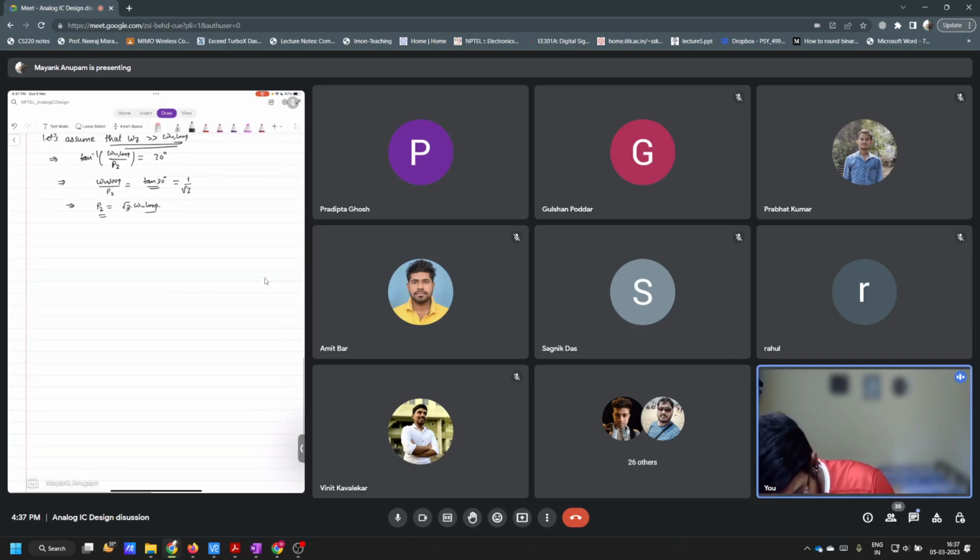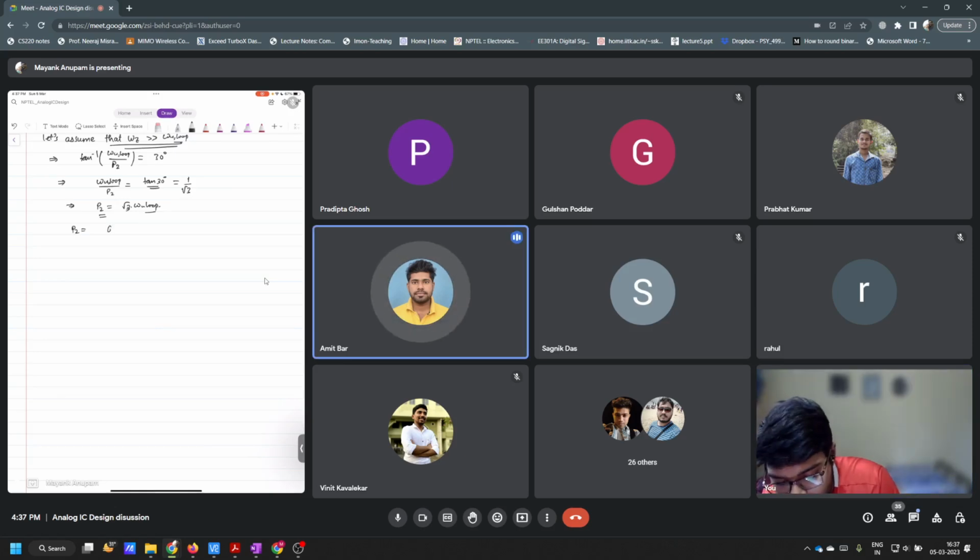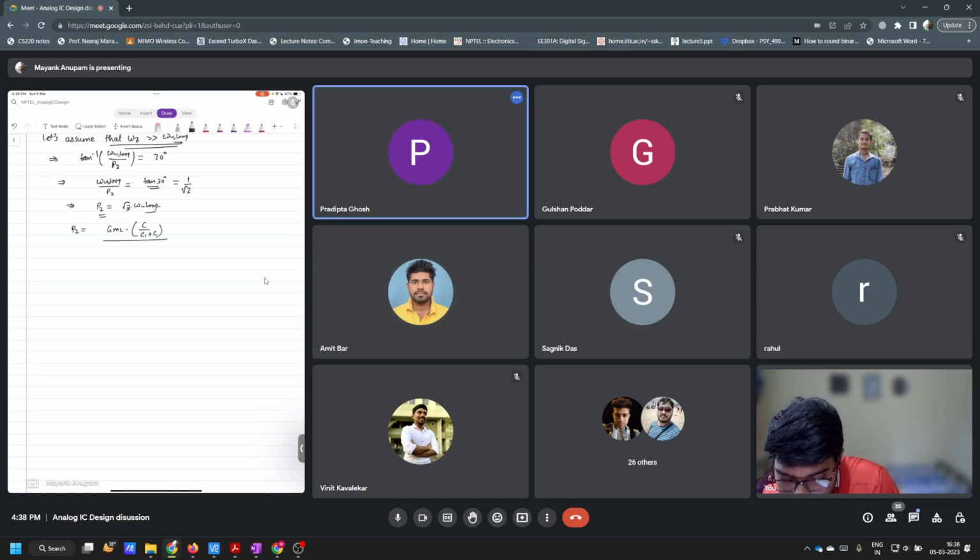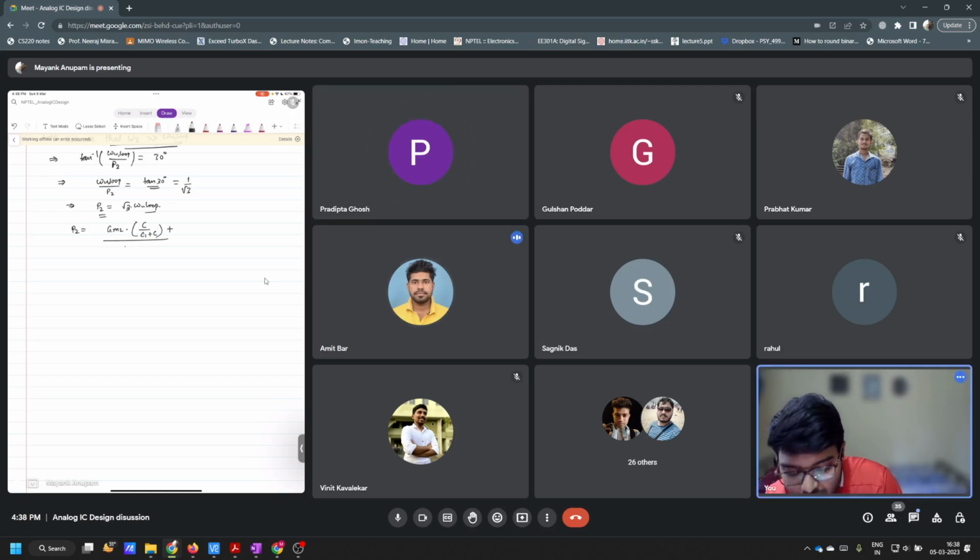And what is the P2 location? P2 is approximately gm2 times C by C plus C1, plus go2, divided by CL plus the series combination of C and C1. If we take everything approximated, then it will be like gm2 by CL. Right, so let's assume that also.